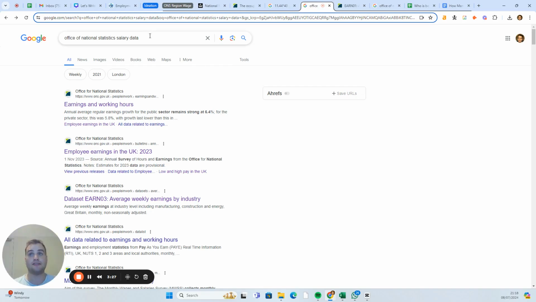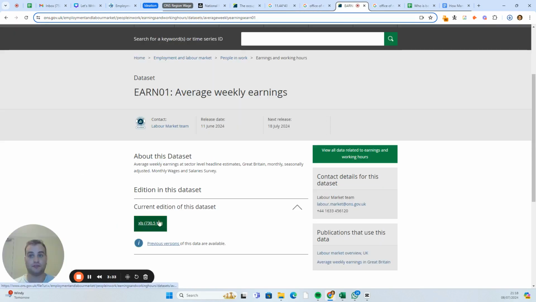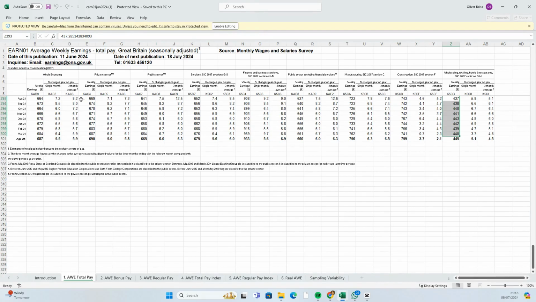So I googled Office of National Statistics salary data, and this was the first thing that I got. I downloaded the data set, and this was the data set. And this gives you the earnings for the whole economy, the private sector, the public sector. So it's done by industry.